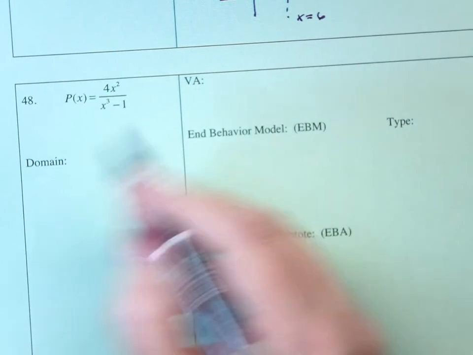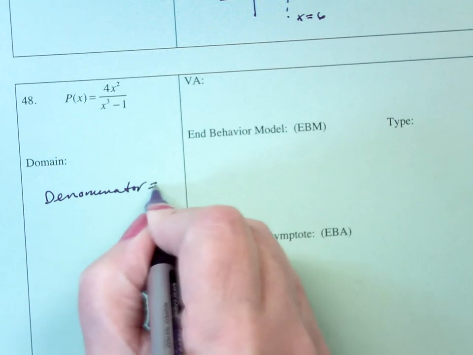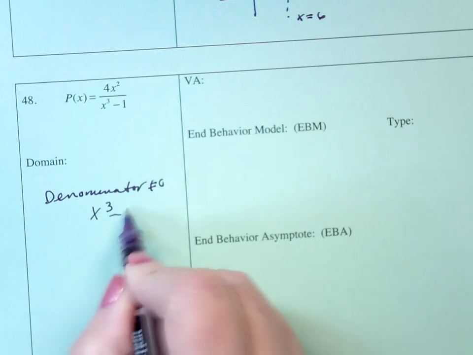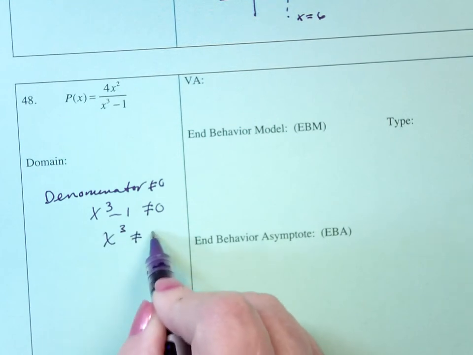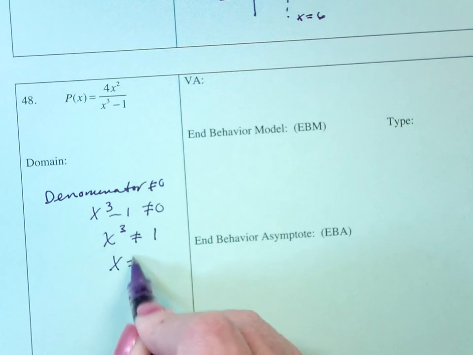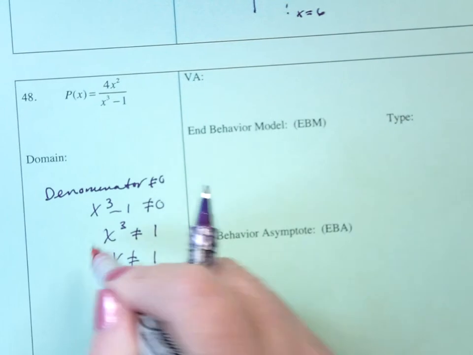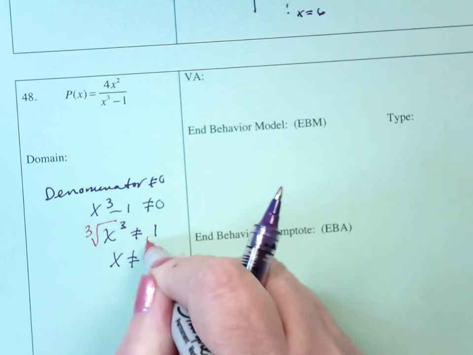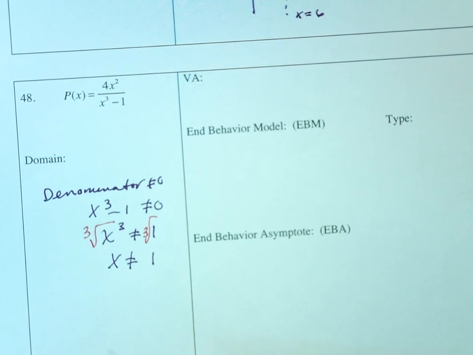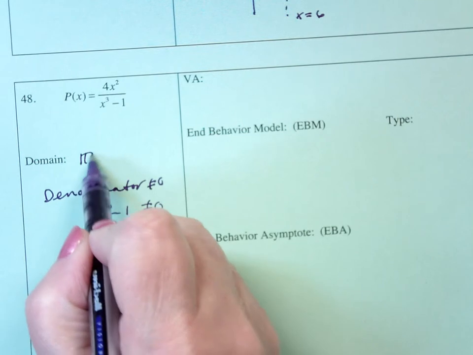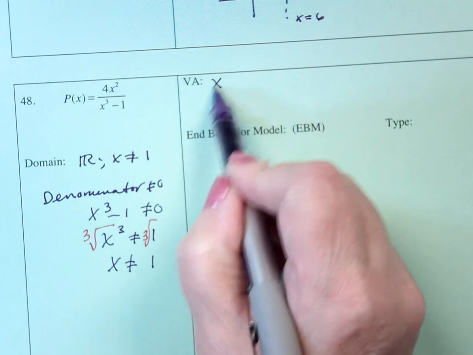Here we go. Domain. Well, denominator can't be 0. X cubed minus 1 can't be 0. X cubed can't be 1, or x can't be 1, because I take the cube root of both sides. Essentially, take the cube root of x cubed is x, cube root of 1 is 1, so x can't be 1, so it's all real numbers except 1. That means for us, the VA would be x equals 1.